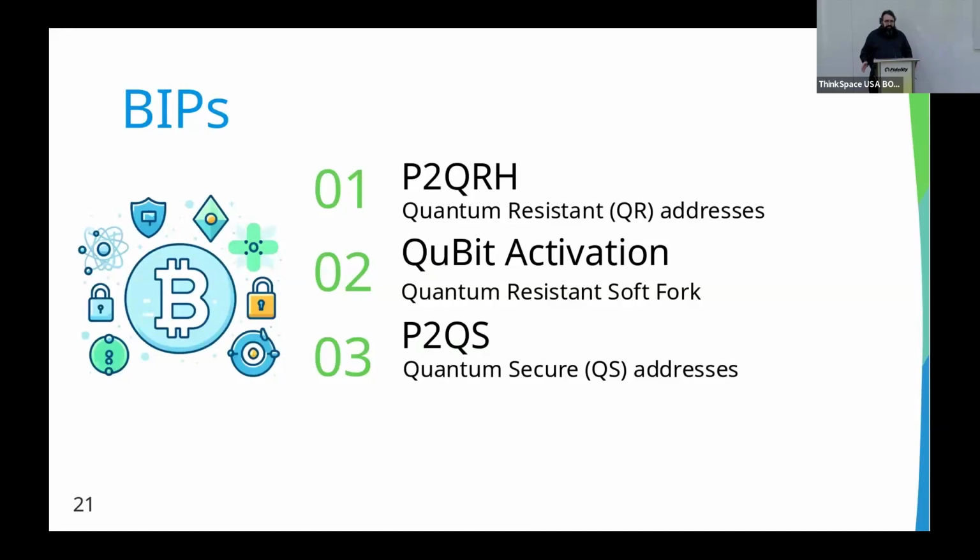I represent an organization called Surmount Systems, and we have been working on a series of BIPs, P2QRH being one of them. This is for quantum-resistant addresses, and I'll go into that BIP shortly. There are also two other BIPs we're planning: QuBit activation, the name we've chosen for our soft fork, and quantum secure addresses, which is a much further possibility to investigate. Ideally, we use quantum computers or something like them to sign Bitcoin transactions, and then you can verify them classically.